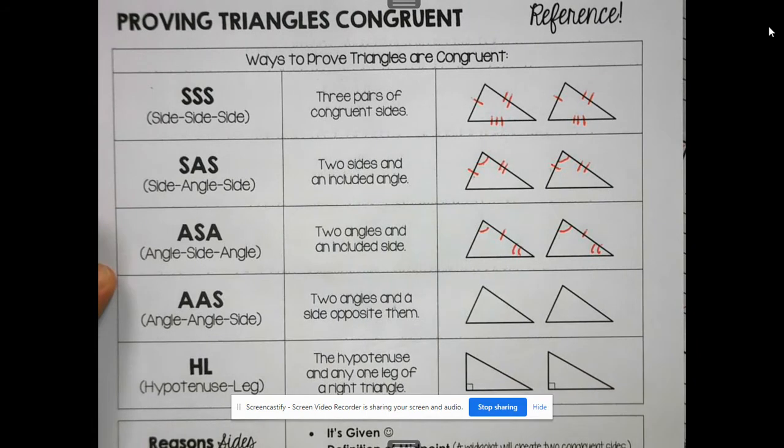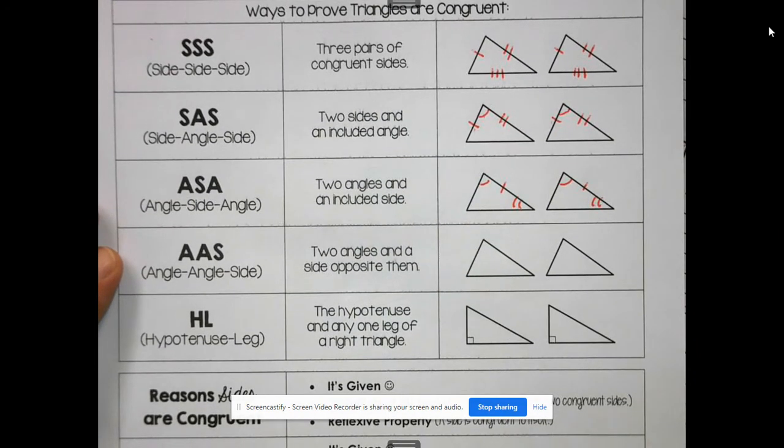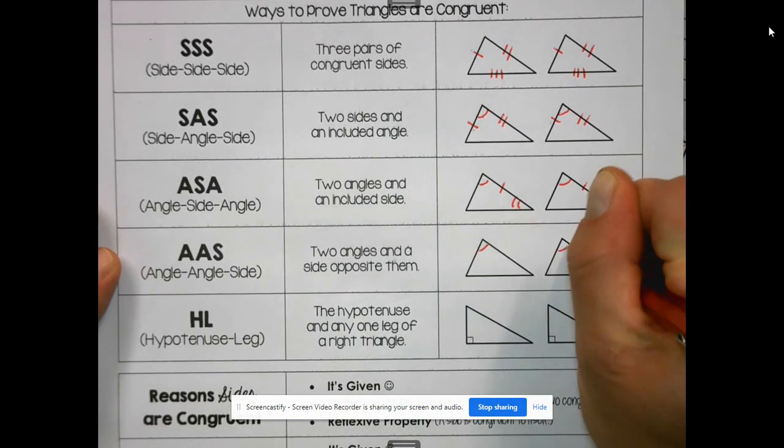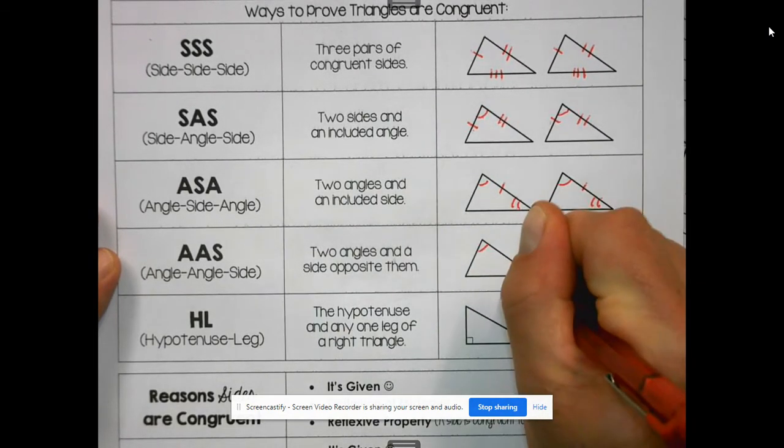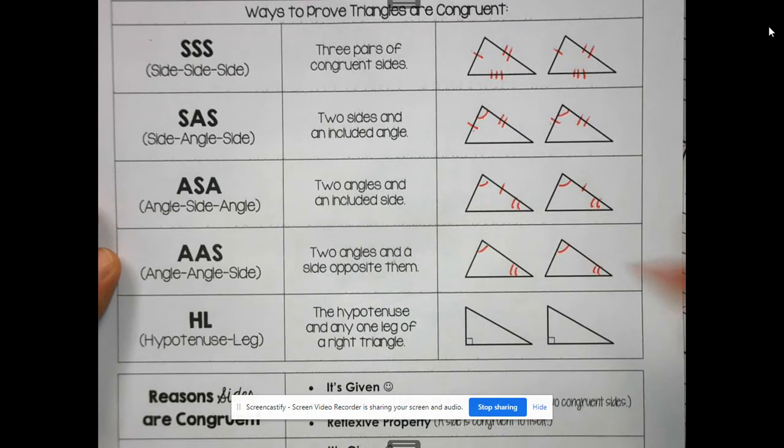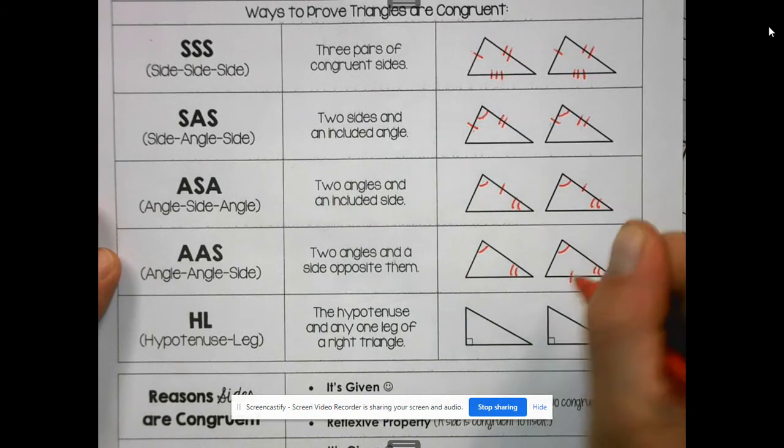Next one's angle, angle, side. 2 angles and then a side. There's one set of angles. There's another set of angles. And then you need a congruent side.